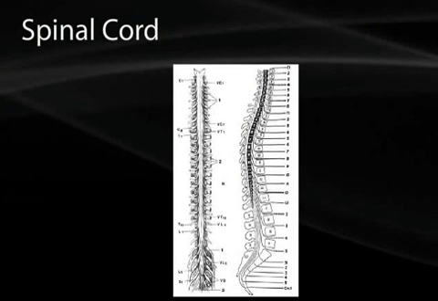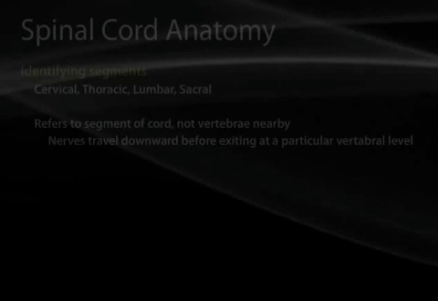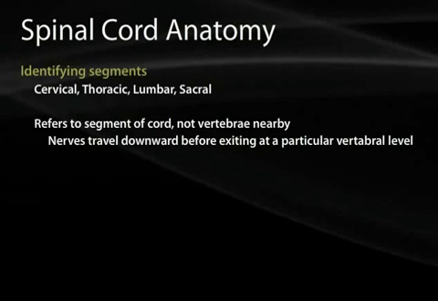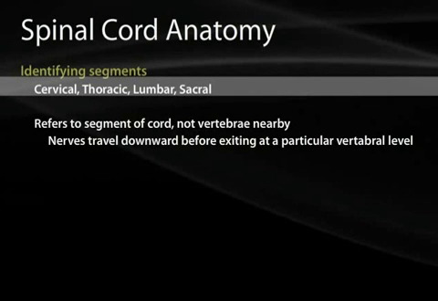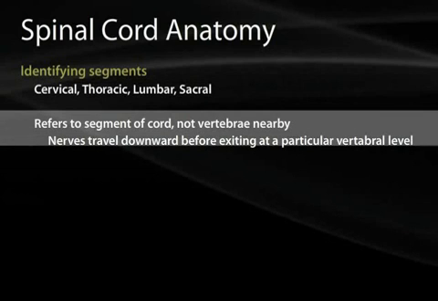First thing we want to talk about is just grossly to be able to identify segments of the spinal cord. The spinal cord is divided into the cervical, thoracic, lumbar, and sacral regions of the spinal cord. This refers to the segment of the cord, not to the vertebrae that are nearby, because nerves travel downward, or roots travel downward, before exiting at a particular vertebral level.